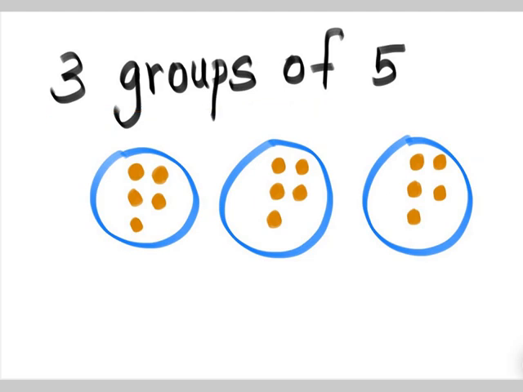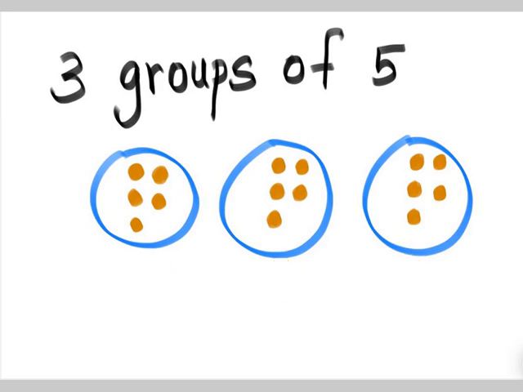Let us count the number of groups. So this is group 1, and this is group 2, and this is group 3. So there are 3 groups.